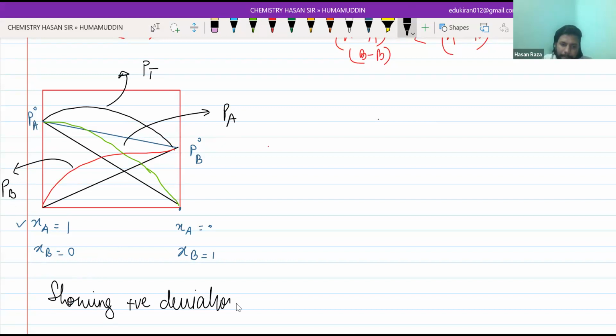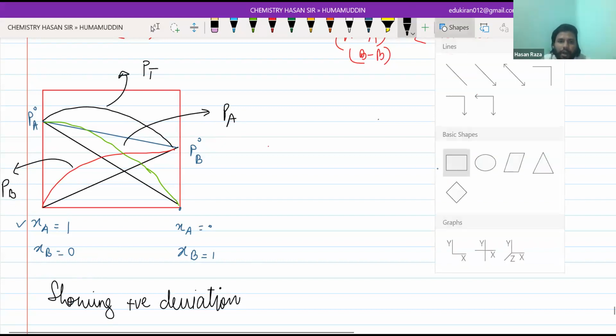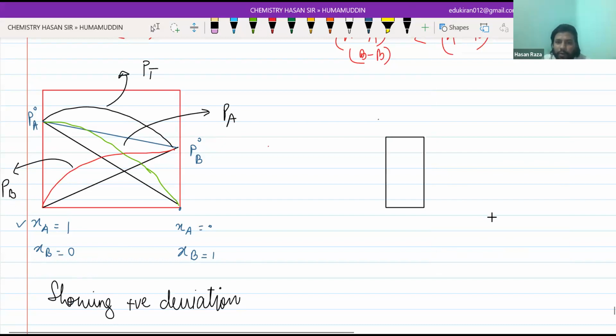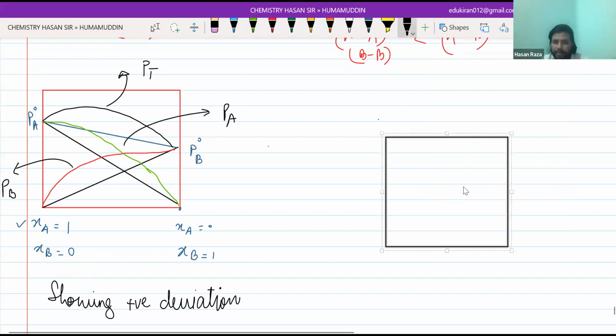So this is a graph showing positive deviation. Now, if you want to have a negative deviation, in negative deviation the force of attraction increases, and hence the vapor pressure decreases. So in that case, I'm going to plot a graph in this way and in this way.